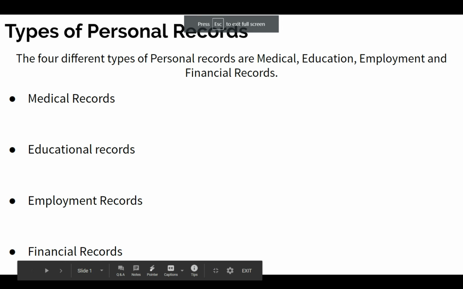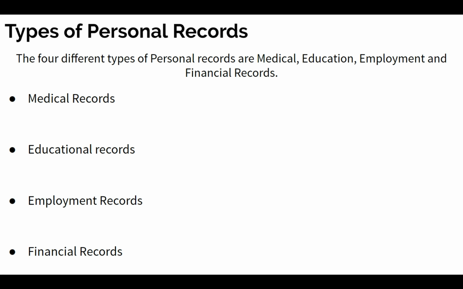The four different types of personal records are medical, education, employment, and financial records. Medical records, electronic health records, include physical health, mental health, and other personal information that may not be medically related. Educational records include information about grades, test scores, attendance, courses taken, awards, degrees awarded, and disciplinary reports. Employment records can include past employment, performance, and salary information.